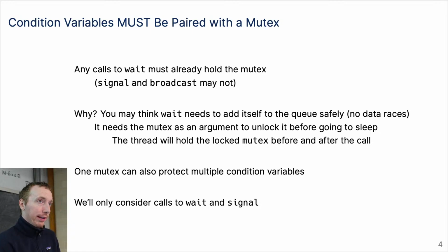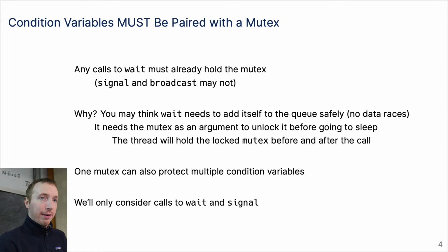Like I said, condition variables must be paired with a mutex, and unfortunately, the word wait is overloaded. The condition variable wait is different than the wait we saw before, which waits for a process to finish executing. Wait will put this thread to sleep, and when it calls wait, it must have the mutex already locked. Signal and broadcast do not have to have the mutex locked.